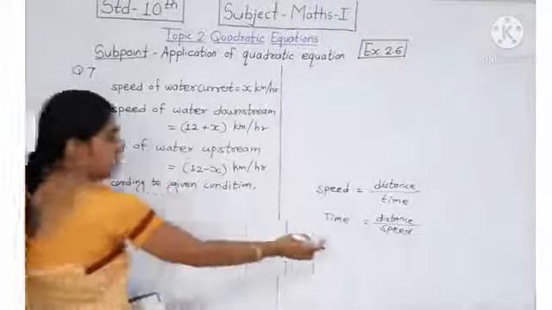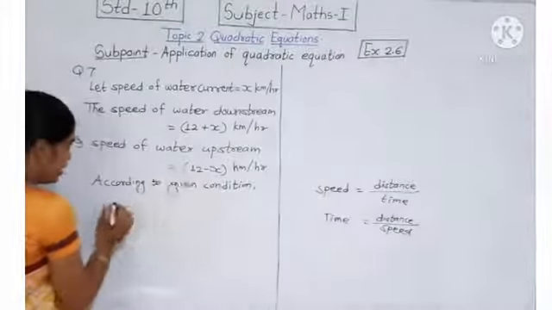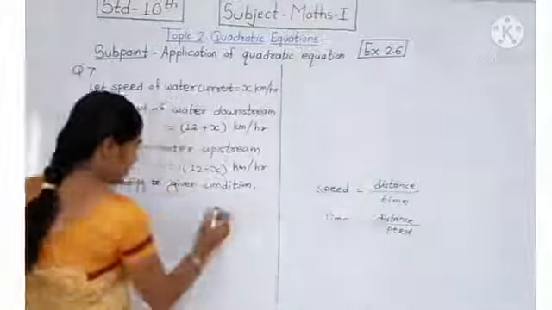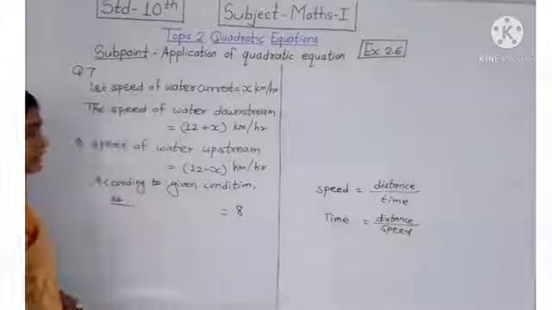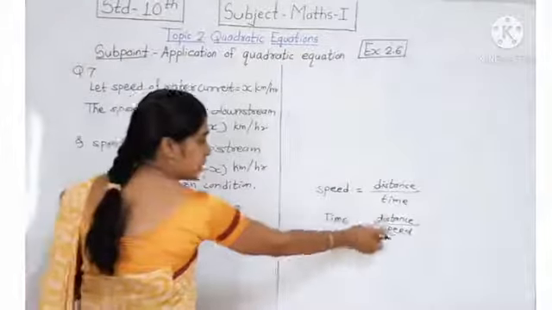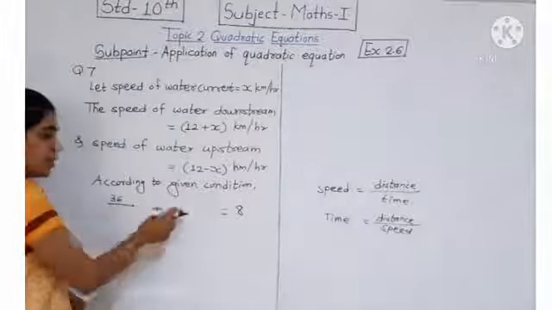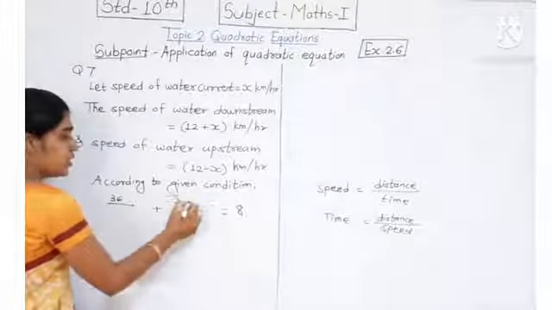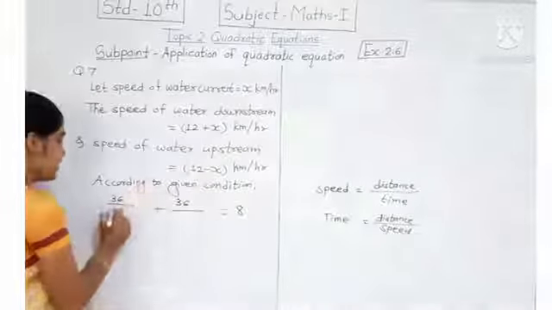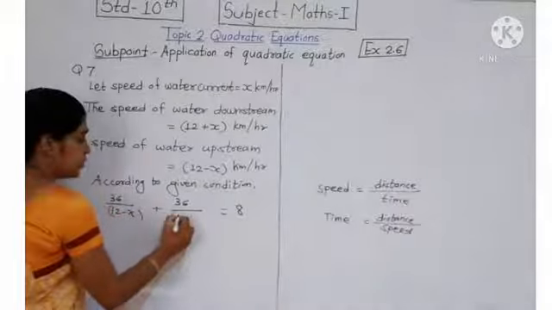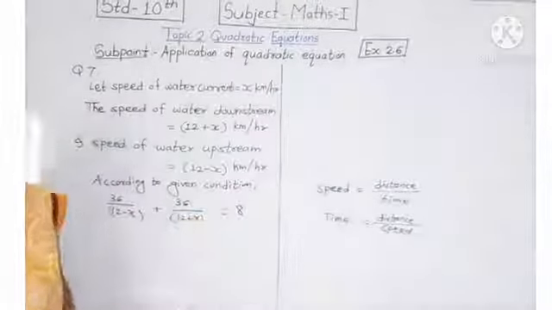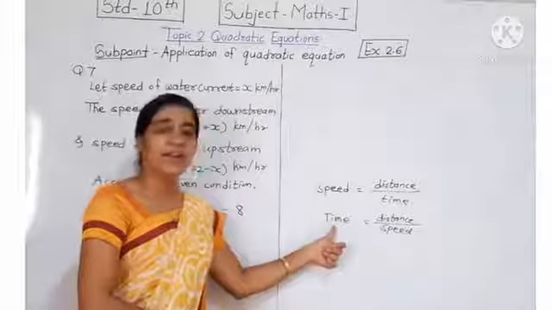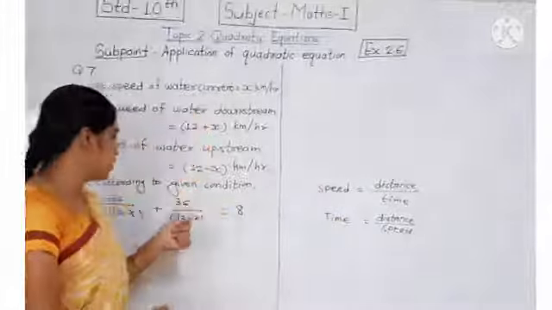Time is equal to distance upon speed. The distance in upstream is 36 and the distance in downstream is also 36. The speed is 12 minus x here, and here the speed is 12 plus x. Understand this step? According to the given condition, Pratik required 8 hours to travel a distance of 36 kilometers.